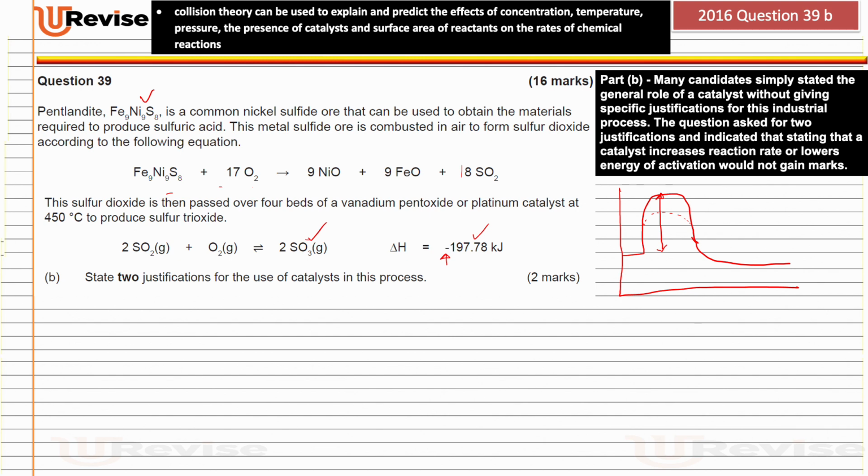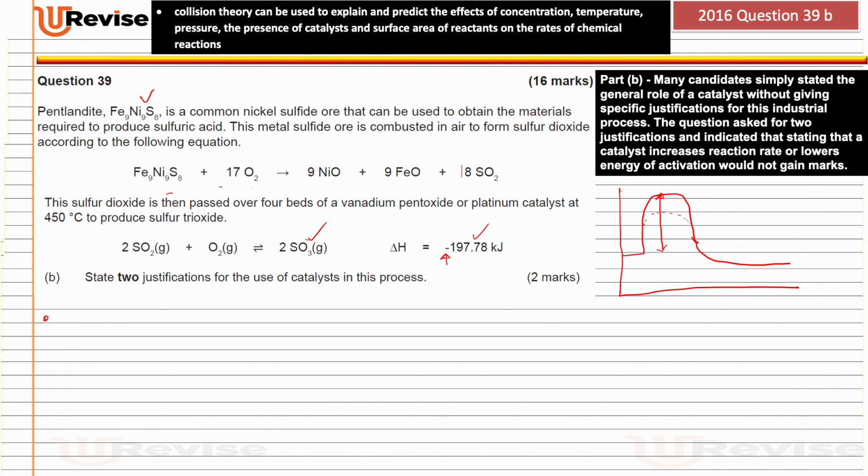So the examiner was expecting you to explain, okay, after the activation energy has been lowered, what is the benefit to this industrial process, rather than just regurgitating the definition, because lowers activation energy by offering an alternative pathway. That's just a definition. Now, let's take a look at the benefits of lowering this.